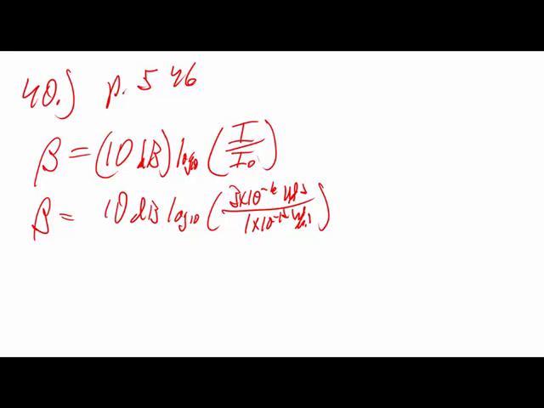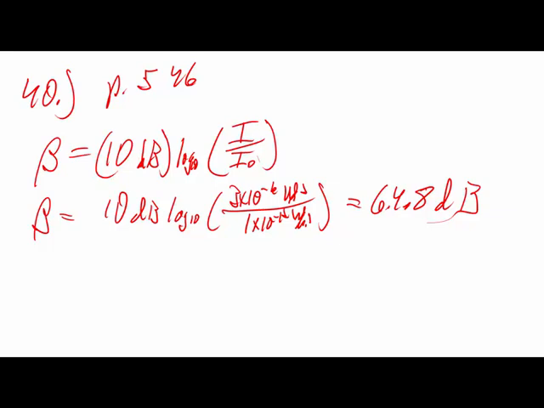We say 10 log of 3 times 10 to the negative 6th divided by 1 times 10 to the negative 12th. And we get 64.8 decibels. So that's your sound intensity level, okay? 64.8, or to two significant figures, 65. All right, that was real easy, wasn't it?